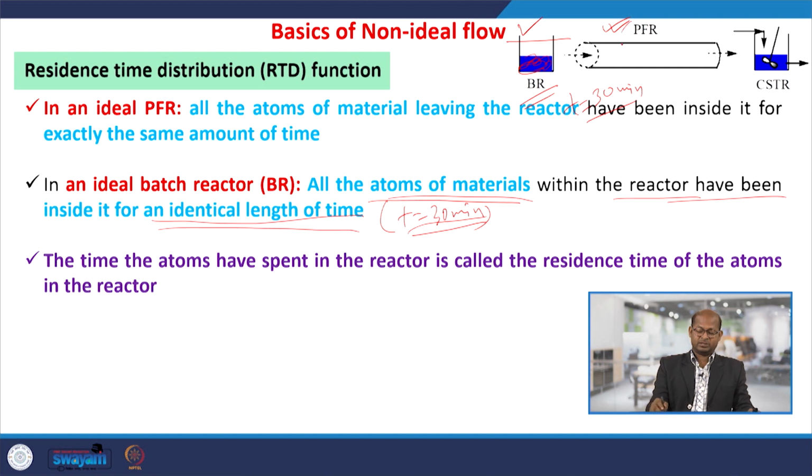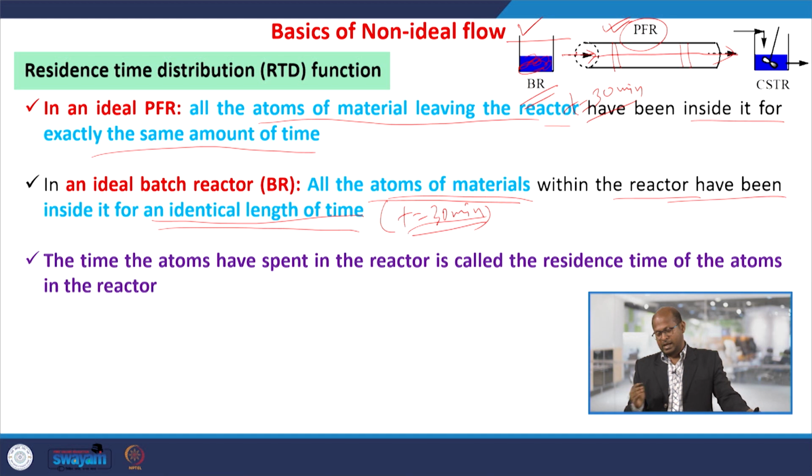Similarly, in plug flow reactors, all atoms or materials leaving the reactor have been inside for exactly the same amount of time, if there is no bypassing and no dead zone. All molecules, let us say this molecule entering here, move like this. All molecules along the x axis move out of the reactor spending equal time, so it would also be an ideal reactor. If all molecules spend equal residence times, then it is ideal.